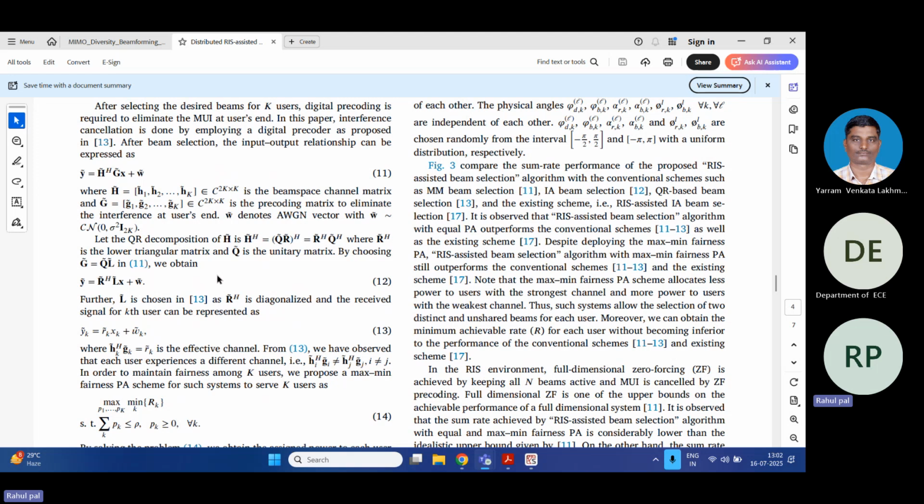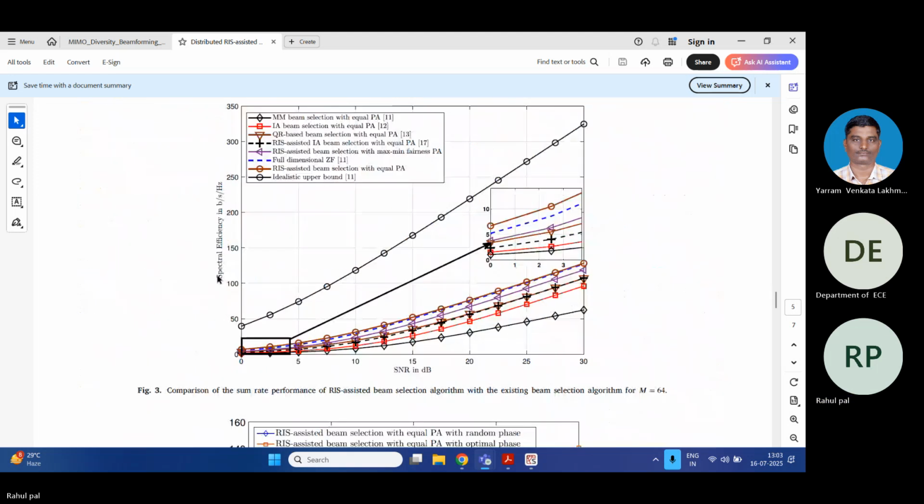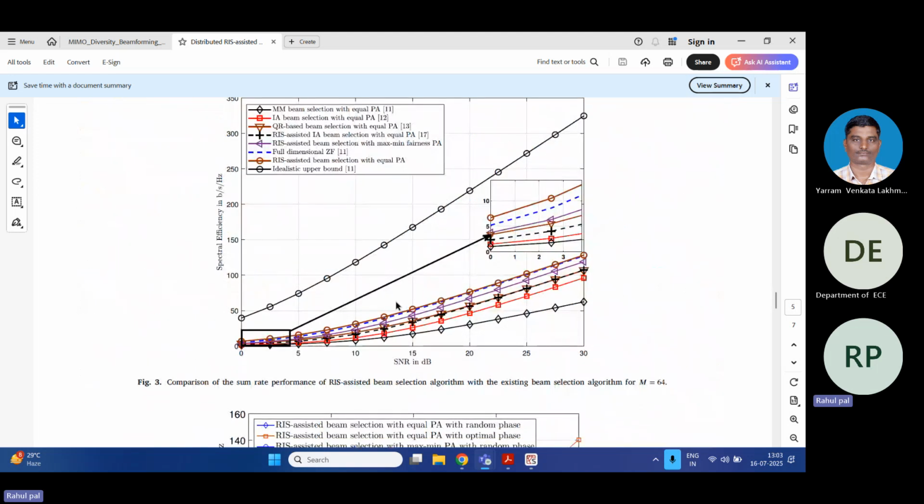It means it is not like a water filling algorithm, where more power is given to the stronger user. There is a particular minimum power that should be given to the weaker user, otherwise there is no meaning of max-min fairness. So now you can see these are the results.